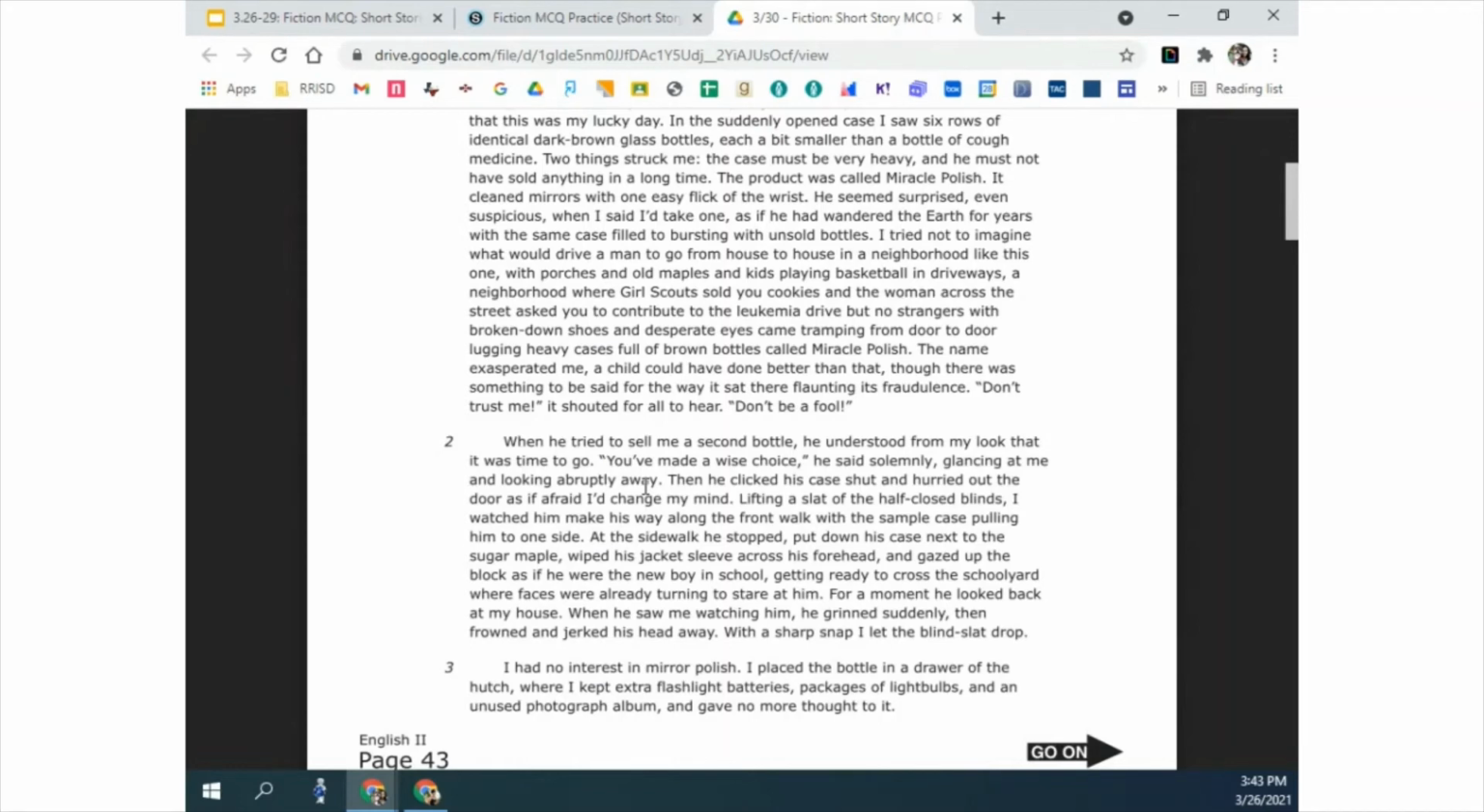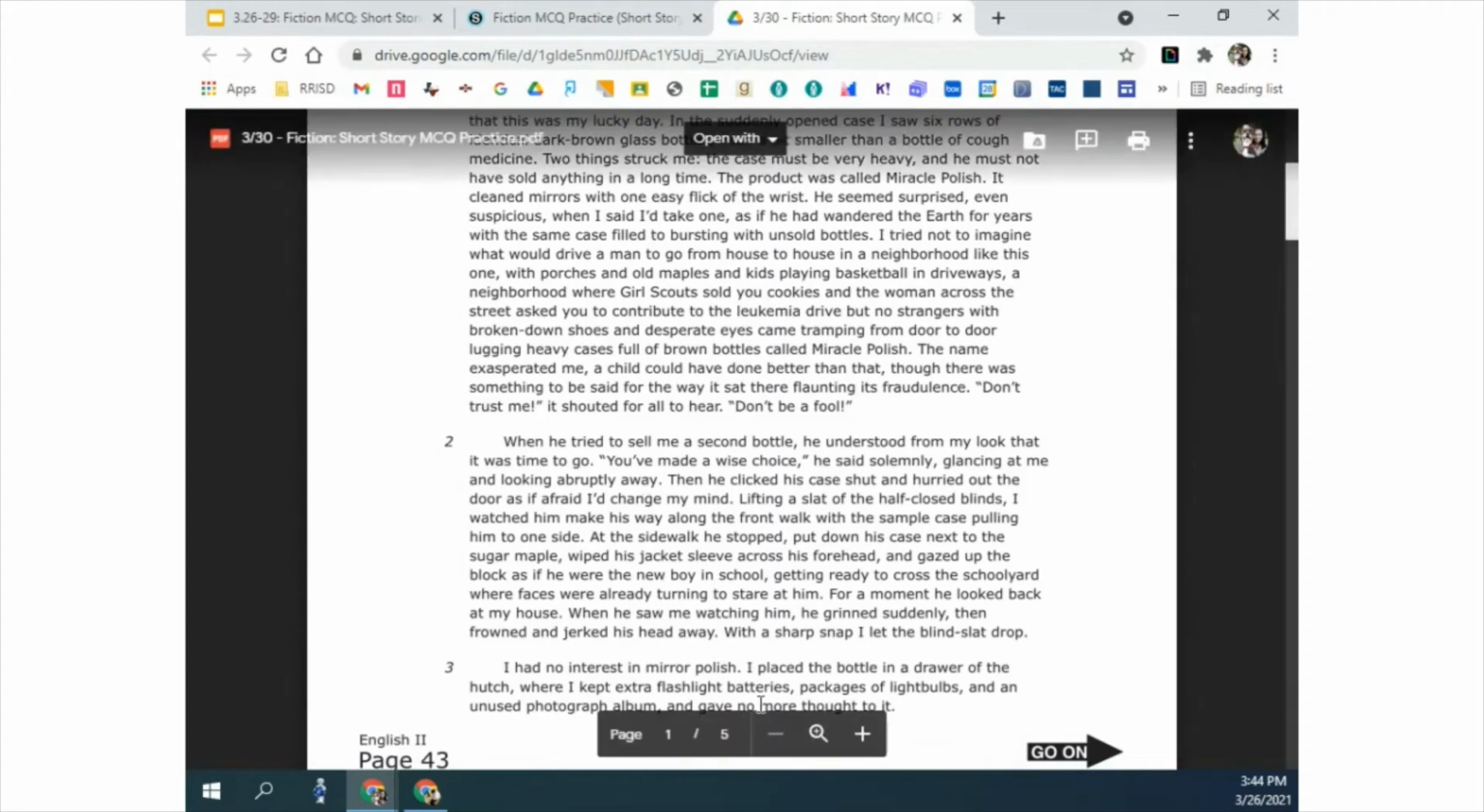Lifting a slat of the half-closed blinds, I watched him make his way along the front walk with the sample case pulling him to one side. At the sidewalk, he stopped, put down his case next to the sugar maple, wiped his jacket sleeve across his forehead, and gazed up the block as if he were the new boy in school, getting ready to cross the schoolyard where faces were already turning to stare at him. For a moment, he looked back at my house. When he saw me watching him, he grinned suddenly, then frowned and jerked his head away.